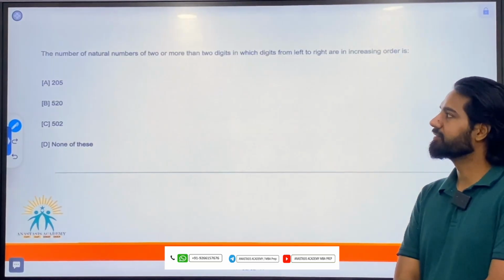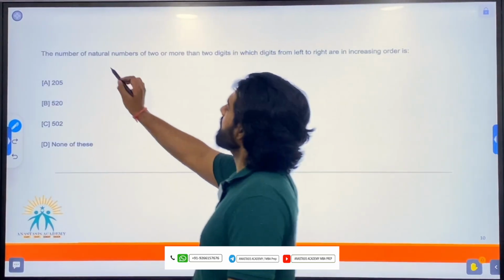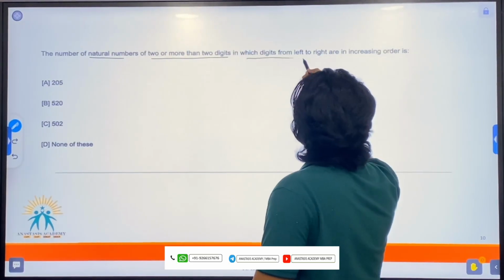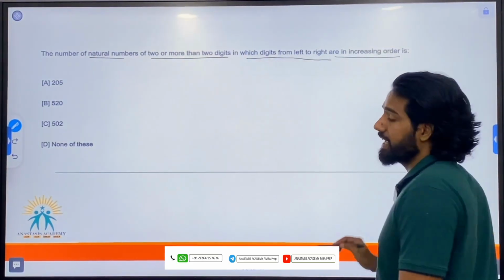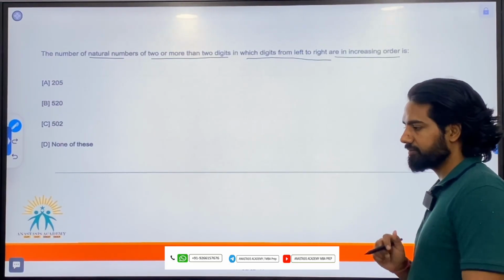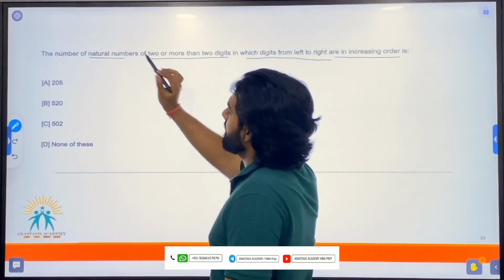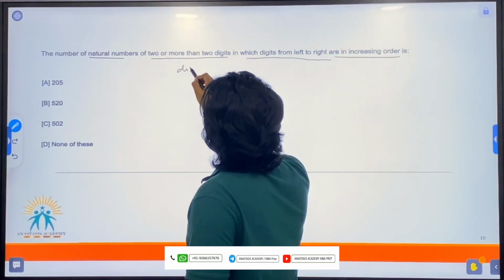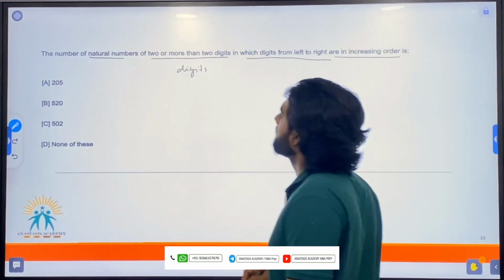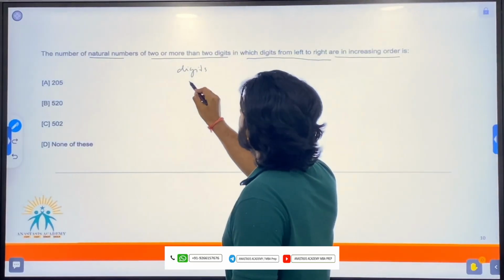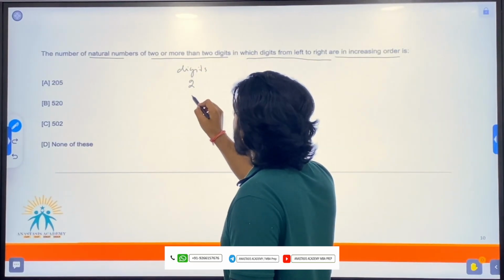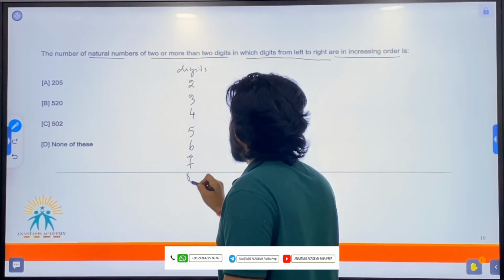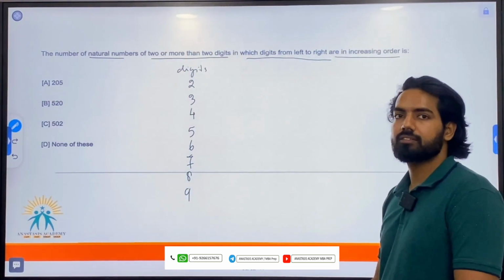Solve this question: the number of natural numbers of 2 or more than 2 digits in which digits from left to right are in increasing order. Let's say I have to find the natural numbers of 2 or more digits. So natural numbers can consist of 2 digits, right? More than 2 are 3 digits, 4 digits, 5 digits, 6, 7, 8 and 9 digits.